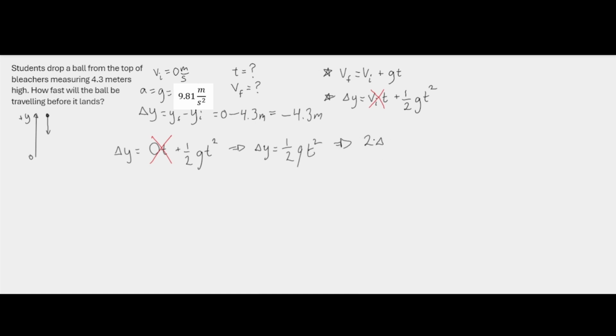I multiply both sides by 2, so I have 2 delta y equals g t squared. I divide both sides by g, and I have 2 delta y divided by g equals t squared. And now I take the square root of both sides of the equation. The square root of t squared is just t. And then I have the square root of the other side of the equation, which is 2 delta y over g.